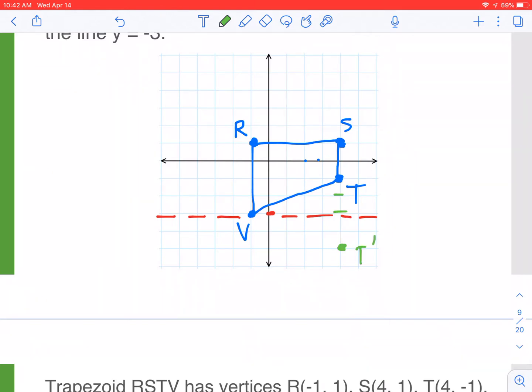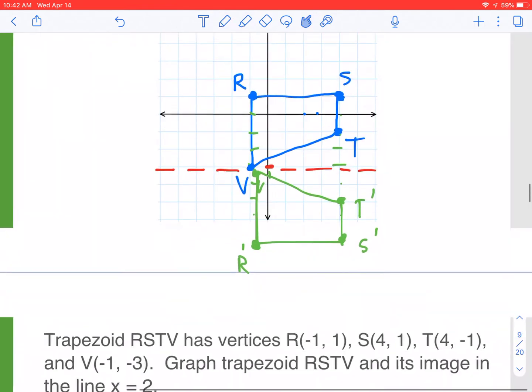So T prime. S is how many away? 1, 2, 3, 4. We're off the graph here, my apologies. S prime. V is right on the line, so that's V prime. And then R is going to be here, 1, 2, 3, 4. And so then I graph it like that. We can see we have a nice mirror image reflected there over y equals -3.